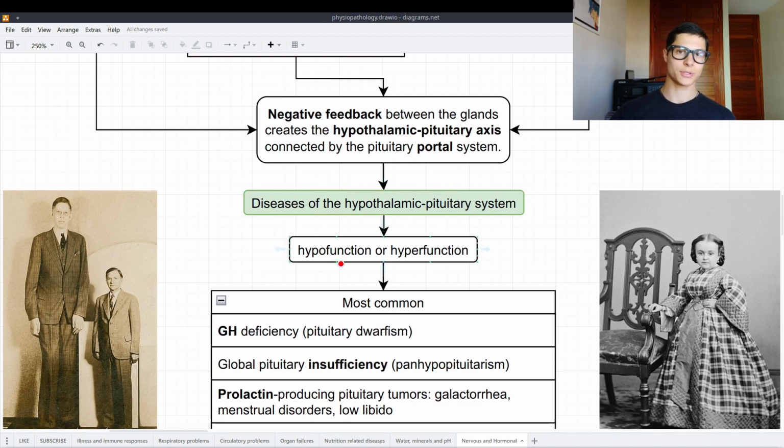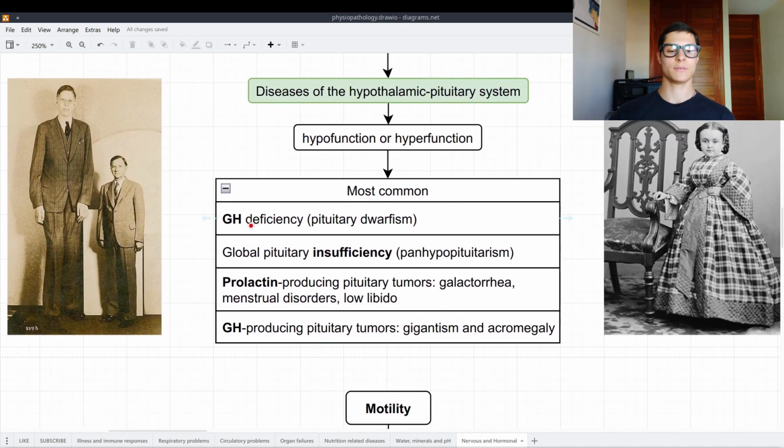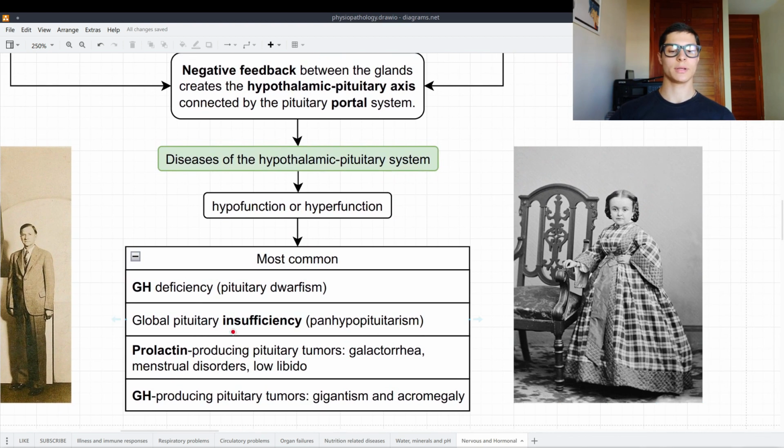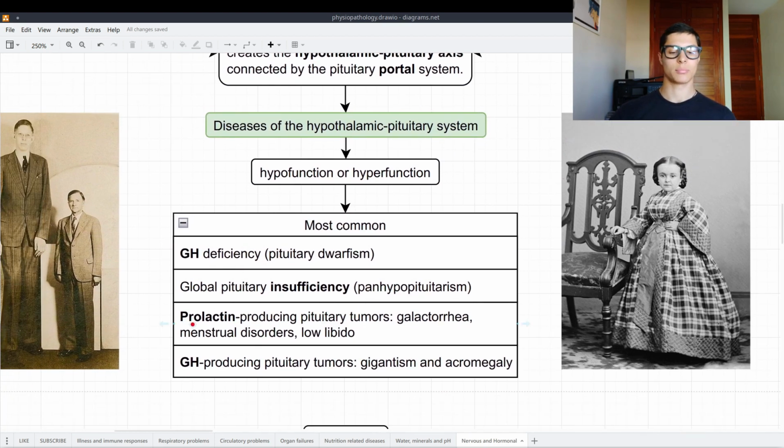What are the diseases of the hypothalamic pituitary system? Either by hypofunction or hyperfunction. The most common ones are a GH deficiency, for example, creates pituitary dwarfism. Global pituitary insufficiency, it is called a pan-hypopituitarism. Pan means all.